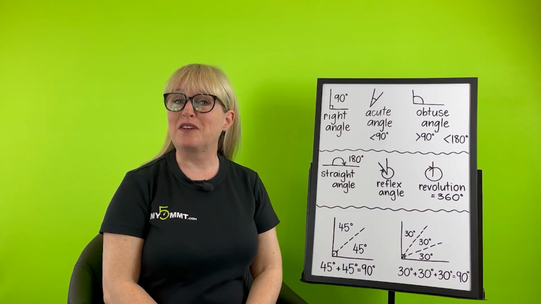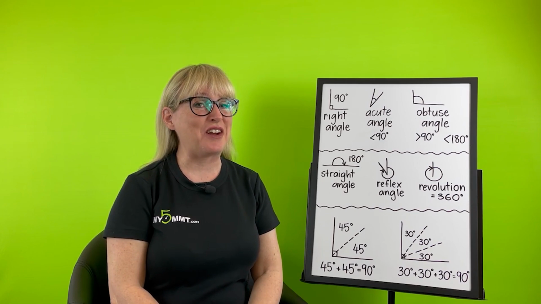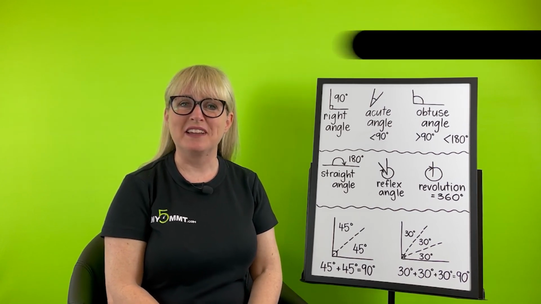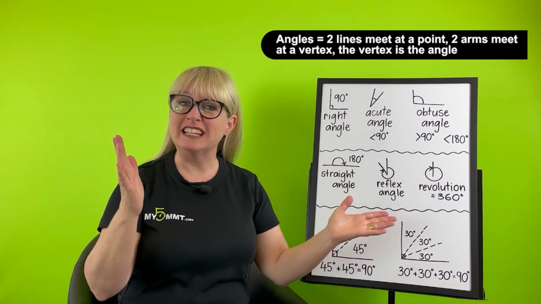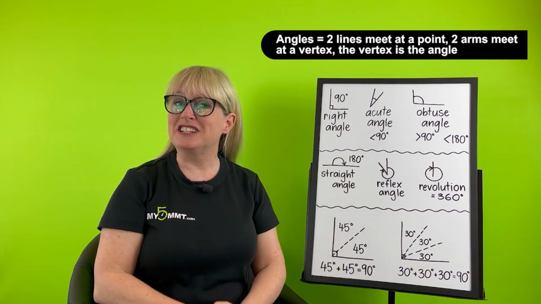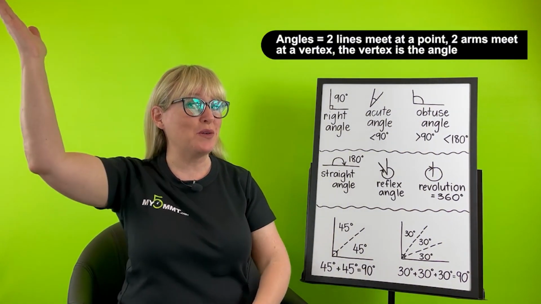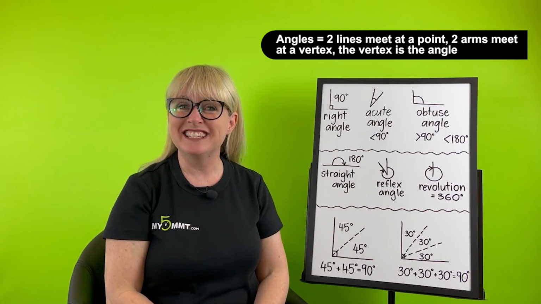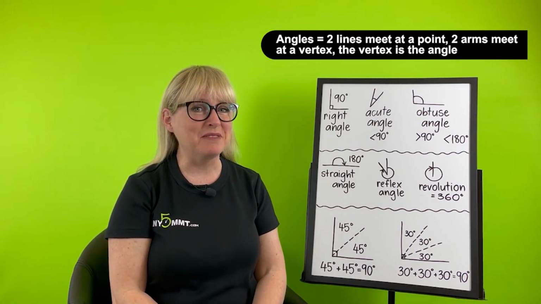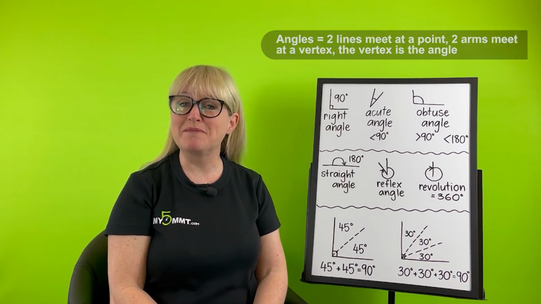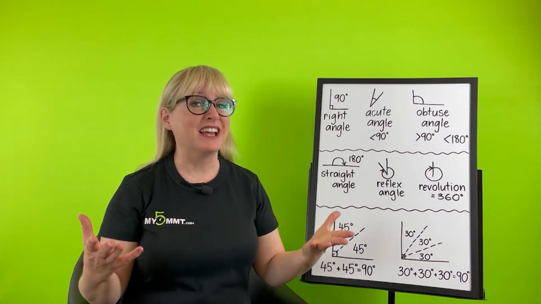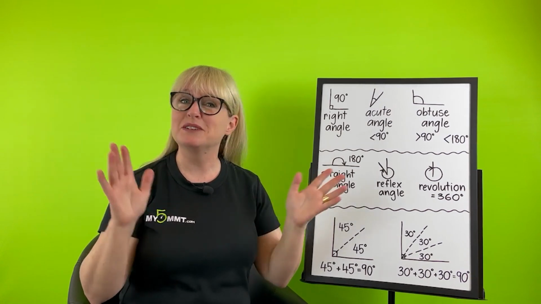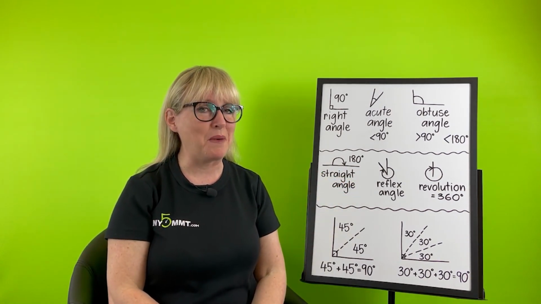This math summary focuses on calculating an unknown angle in degrees. Angles are when two lines meet at a point, but we actually call them arms. We have two arms that meet at a vertex, and where that vertex is, that's where we find the angle. Now, all two-dimensional and three-dimensional shapes have angles. It's everywhere around us because it's where two lines meet at a point.